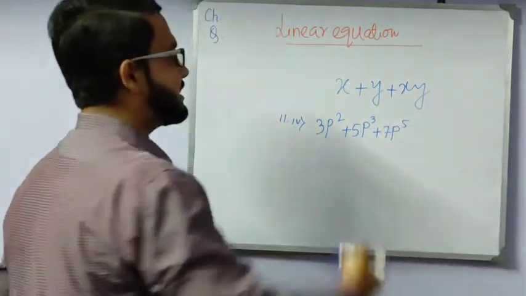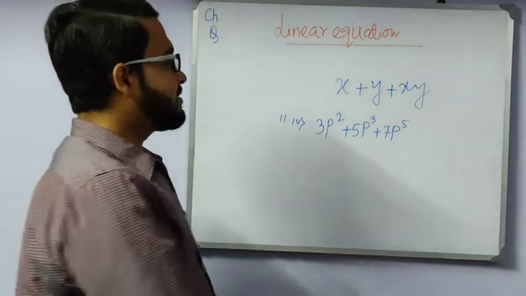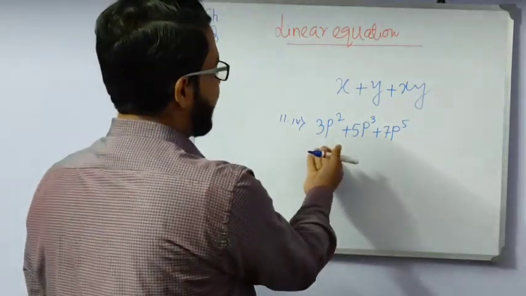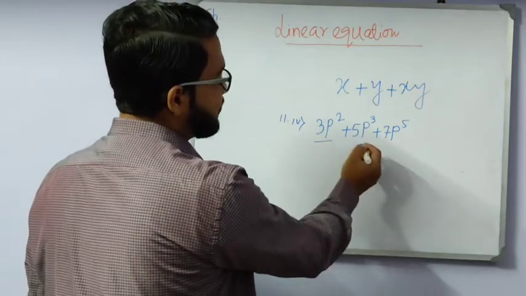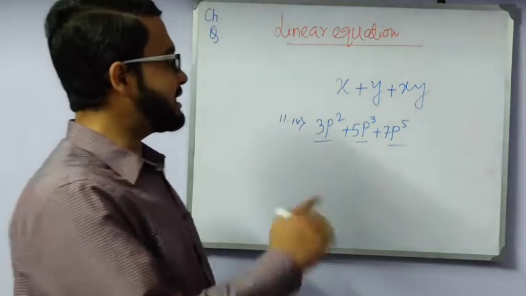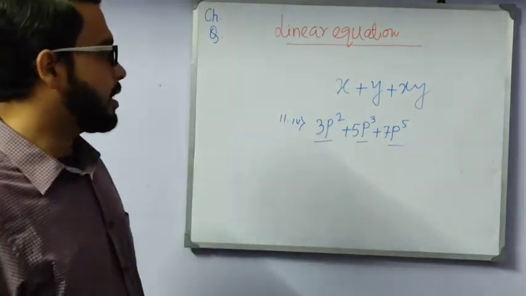So what is the degree of this trinomial? We find that there are three terms, that is p square, p cube and p5. So this is a trinomial. So what is the degree of this given polynomial?